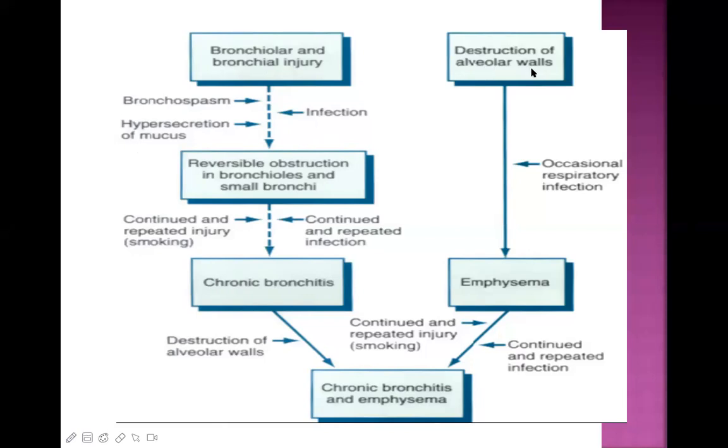On the other hand, destruction of the alveolar wall, or alveolar septum, leads to emphysema, and the same patient may be having both of these conditions together. That's why we call it COPD. Now, the patient may not have only one of the spectrum. They may be having both conditions together, chronic bronchitis and emphysema.